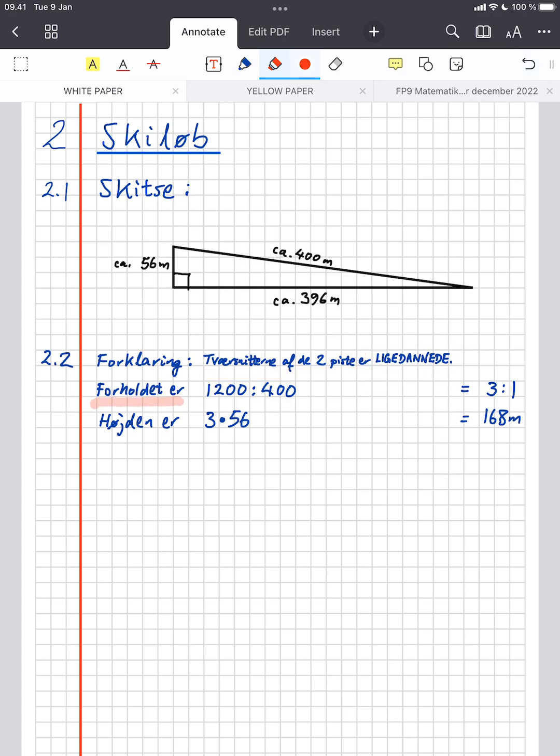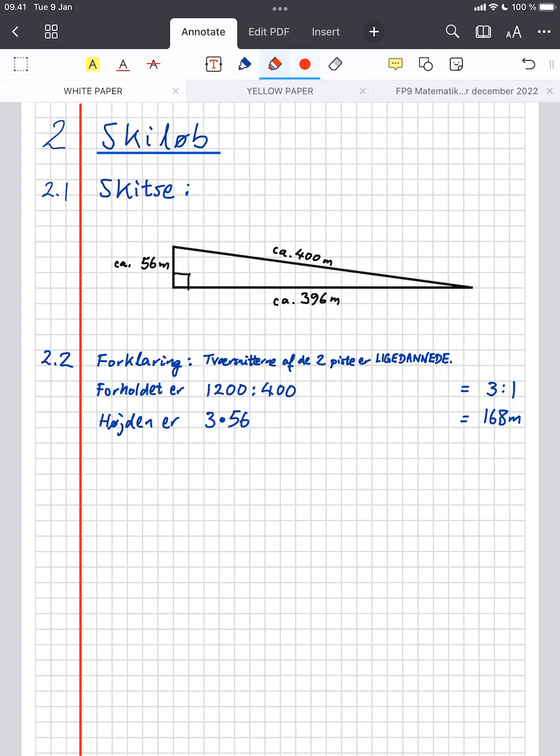The scale or the ratio between the 2 triangles is 1,200 to 400, which is the same as 3 to 1. So the height is therefore 3 times 56, 3 times as big, which is 168. So that's more explanation than I needed to give, really. The key thing in the question was explain why it's 3 times as big, and that's because you're getting 3 from 1,200 divided by 400.